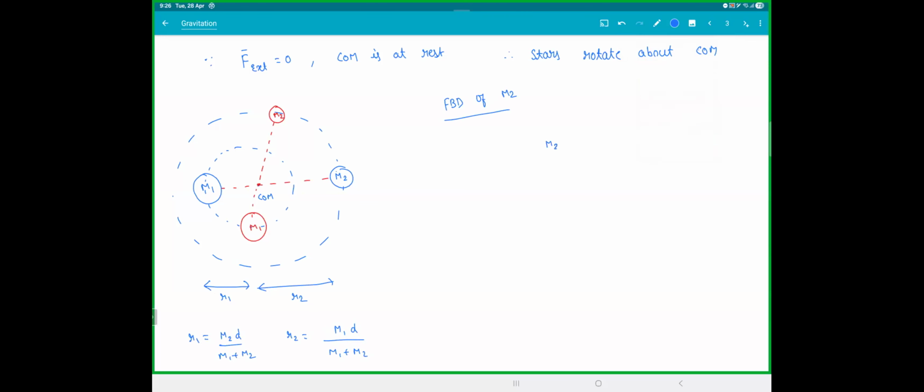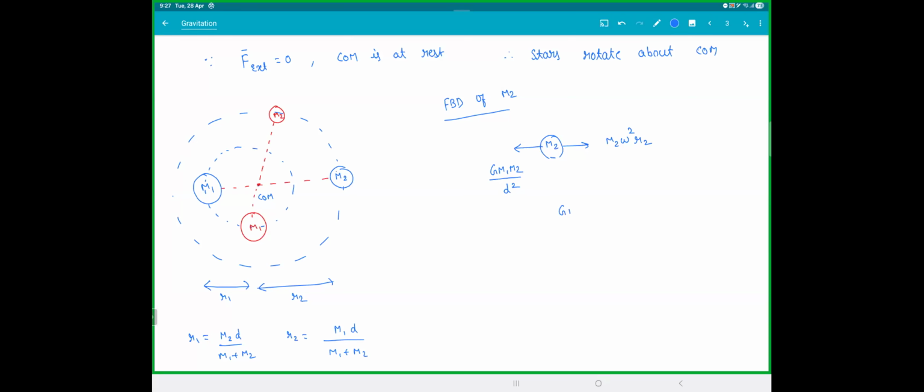Perfect. So M2, what are the forces acting on this? The centrifugal force, which is M2 omega square R2. Remember, in M omega square R, R is the radius of the circle. The gravitational force is G M1 M2 by D square, where D is the distance between them. When you did this between sun and earth, you know what used to happen? The radius and the distance used to become the same. Is that clear, everyone? But now the distance will be different and the radius will be different.